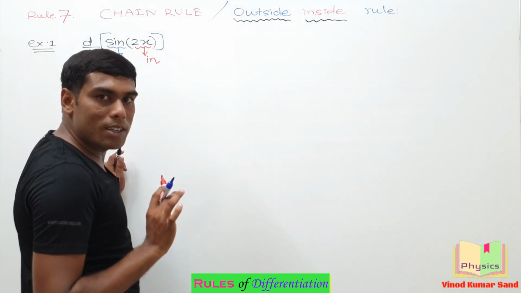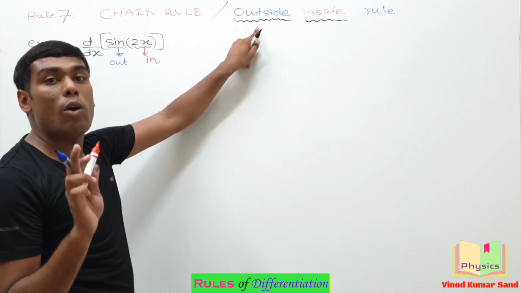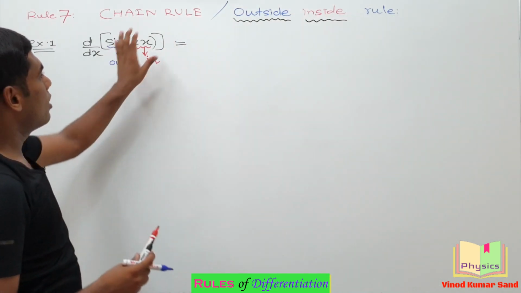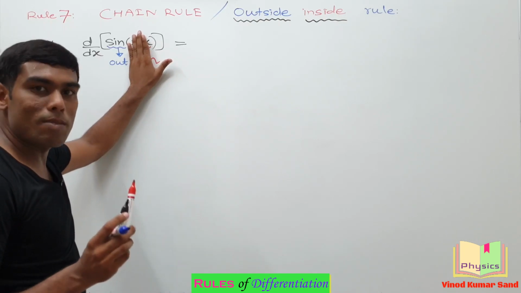I hope everyone understands that. Now, first of all, I am going to differentiate the outside function. How you will do that? You imagine this is something, whatever is lying in this bracket, it is something.